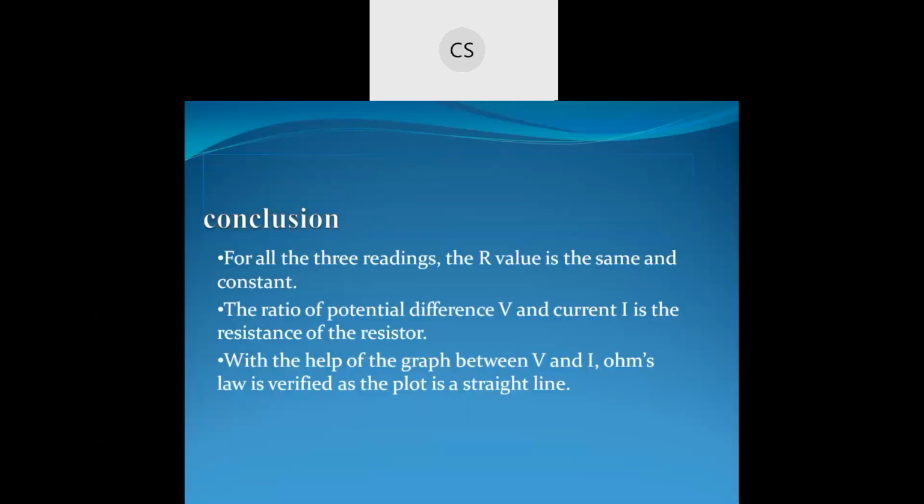Conclusion. For all the three readings, the R value is the same and constant. The ratio of potential difference V and current I is the resistance of the resistor. With the help of the graph between V and I, Ohm's law is verified as the curve is a straight line.